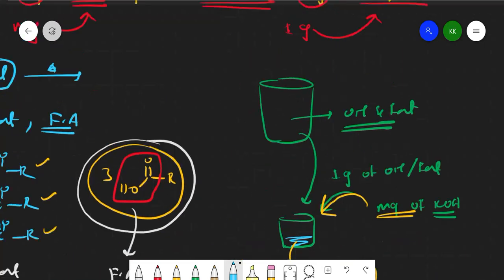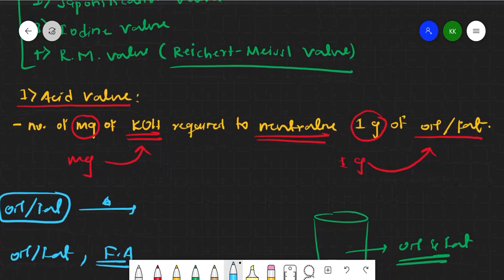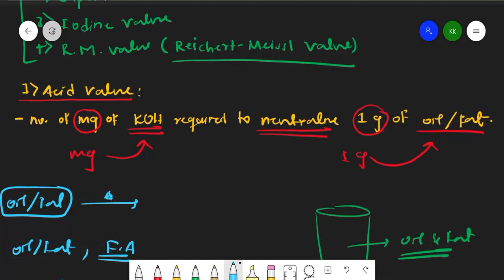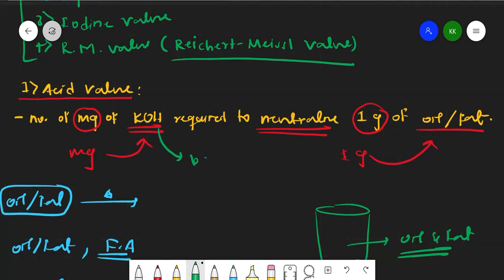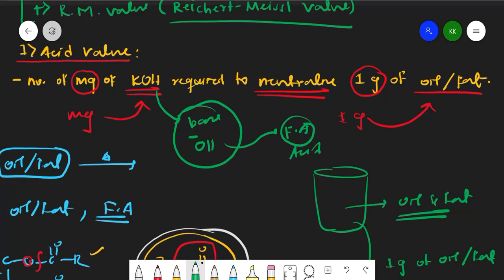So what is the importance of this acidic value? I hope you got it, right? It is the number of milligrams of KOH required to neutralize 1 gram of oil or fat. If it is old oil or fat, then most of the fat or oil will be converted to fatty acid, so it requires more KOH, because KOH is a base. I hope you know KOH is a base because it contains OH minus. So a greater amount of KOH is required by the fatty acid, because fatty acid is an acid. So here an acid-base neutralization reaction happens, right? Neutralization reaction. So this is how you should remember, right?